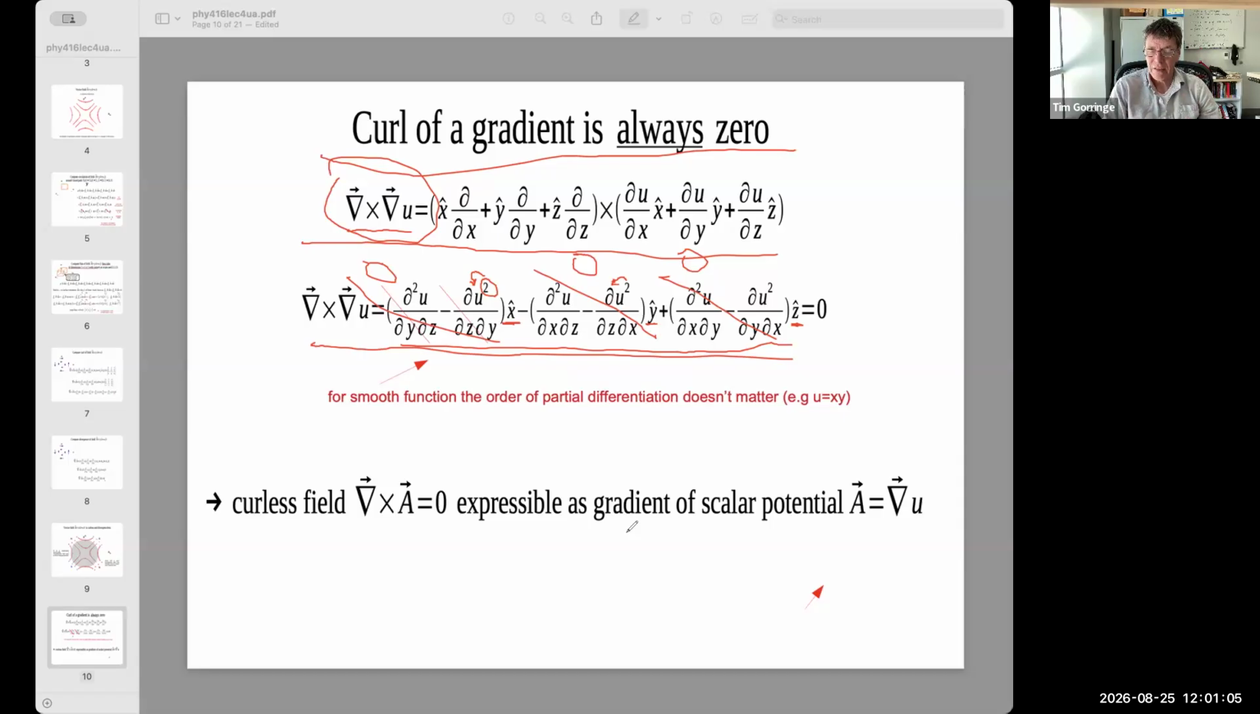The curl of a gradient is zero. Our field was curlless. Our quadrupole field was curlless. So, because the curl of a gradient is zero, we could express that field not as the vector field A, but as an underlying scalar potential, U.